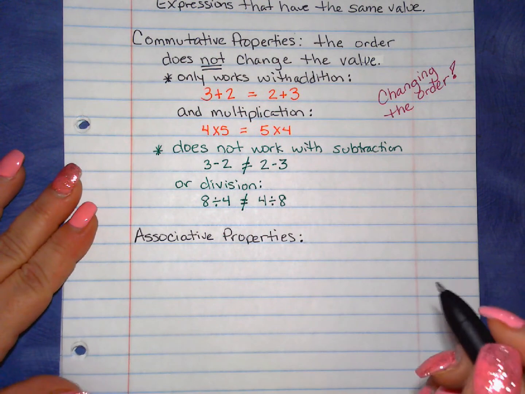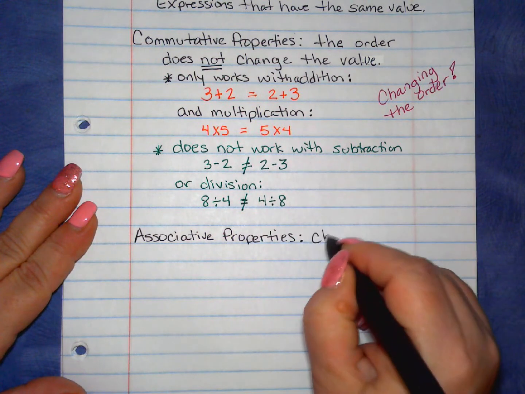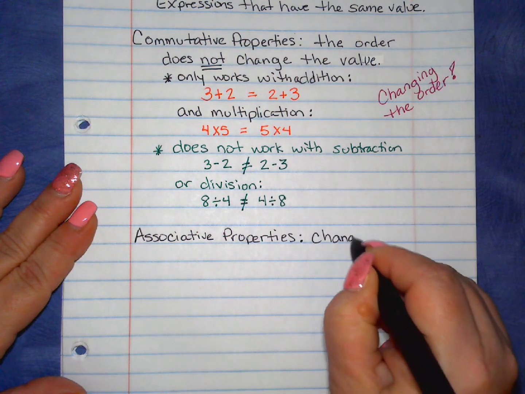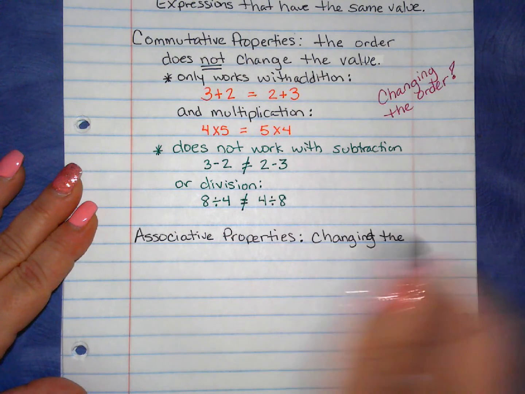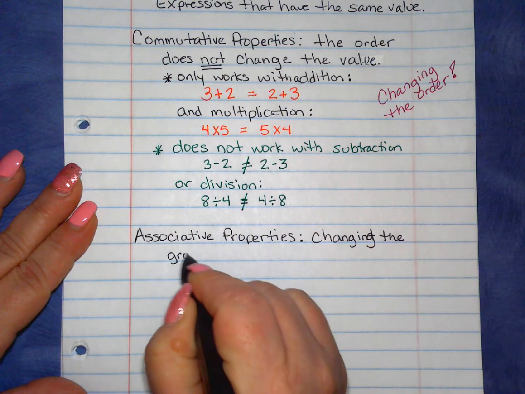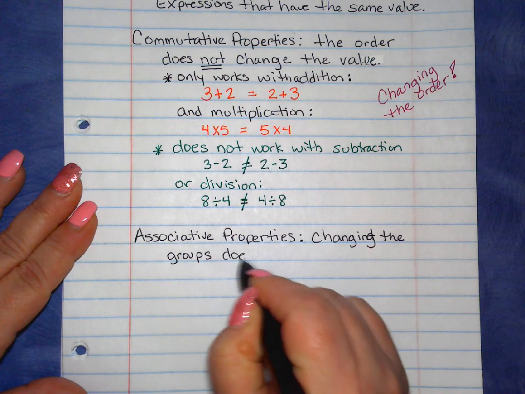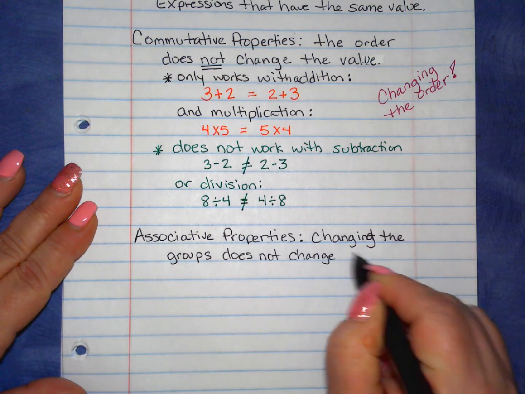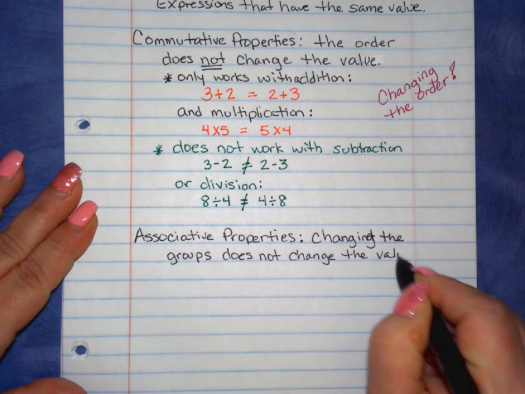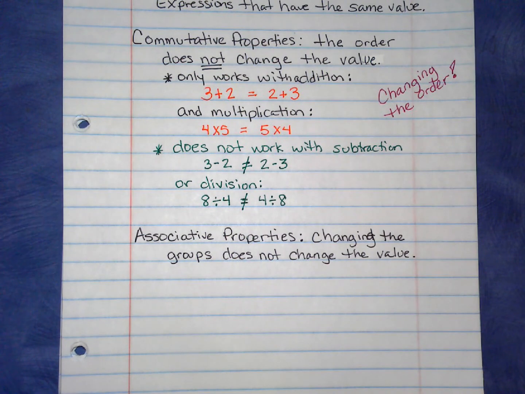So the associative property also does not change the value. So changing the grouping, this time we're changing the groups because we associate with different groups, does not change the value. All right, and again, it only works with addition and multiplication.